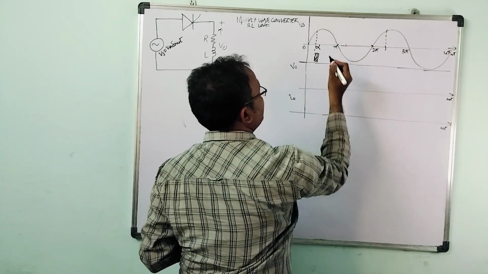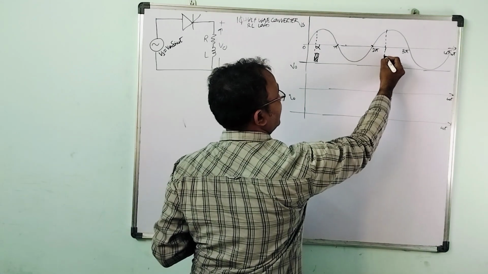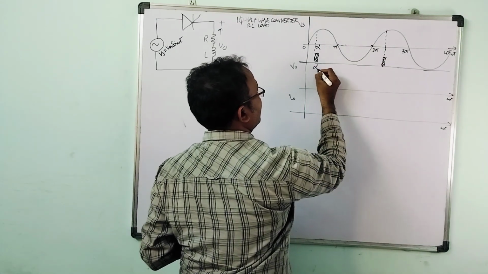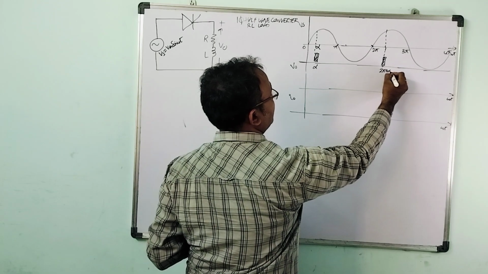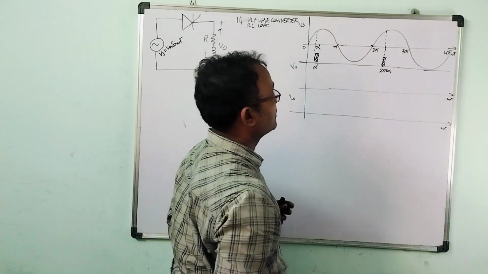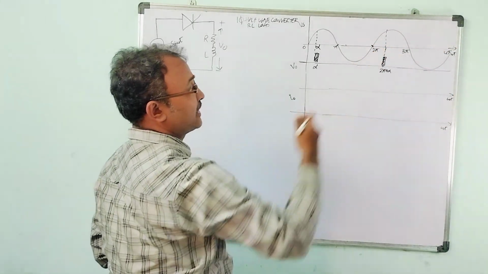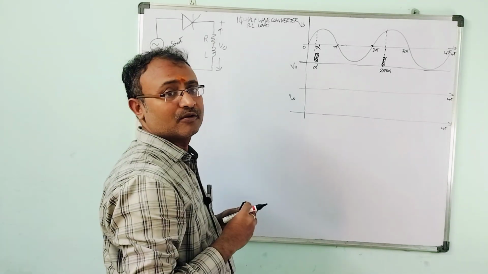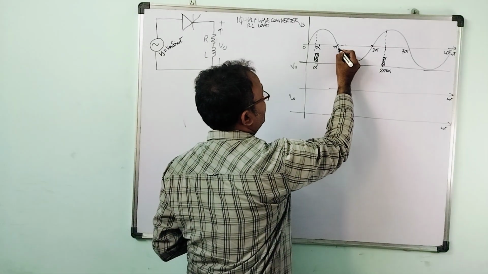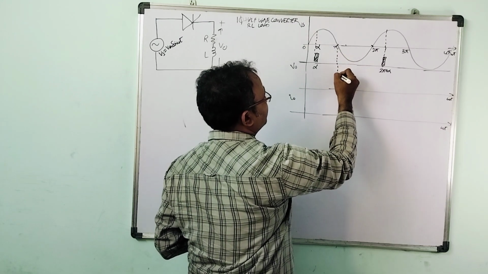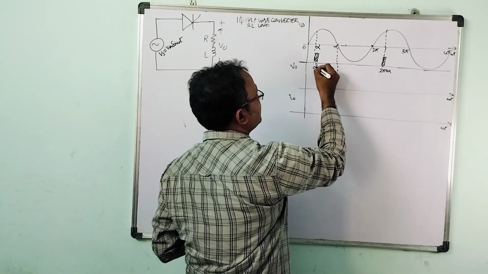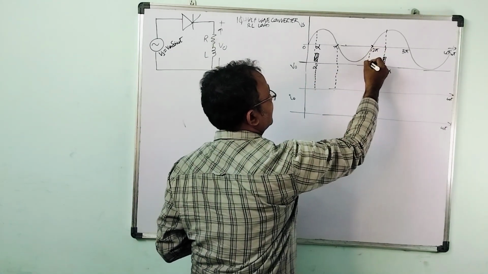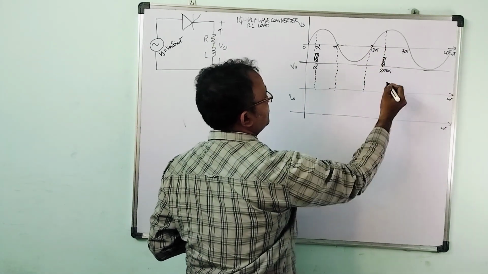So suppose you consider this instant as alpha, at 2 pi plus alpha the next trigger pulse will be provided. So at alpha, at 2 pi plus alpha, 3 pi plus alpha, 4 pi plus alpha, and so on. The trigger pulses will be provided once per cycle, one pulse per cycle. From the trigger pulse, from the firing angle alpha, extend the dotted line onto the x-axis of the output voltage waveform.